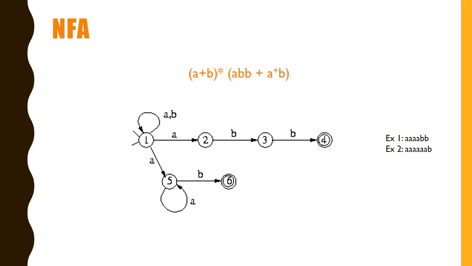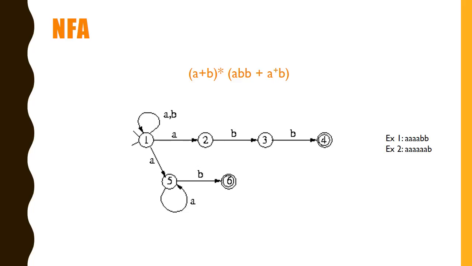So we proceed with the starting state as 1, and we will stay at the state 1 for n number of times a and b occurs. And when this is done, we will either proceed towards 2, 3, 4 if we get abb, or we'll go through the path 1, 5, 6 if we get a as n number of times and the b in the last. The two final states will be 4 and 6. So we'll check with the expression.